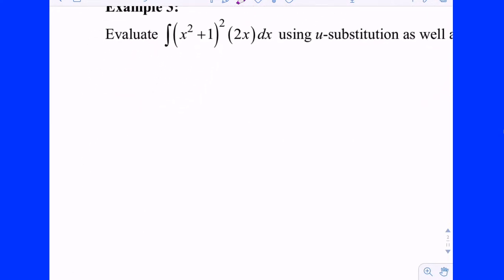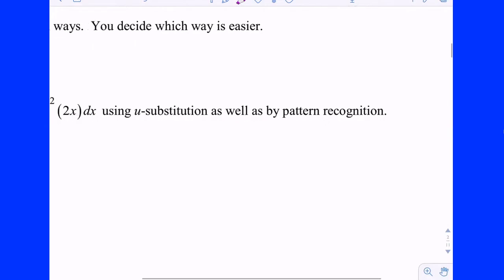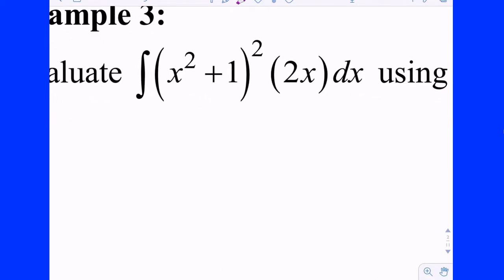So let's try some. Example 3. Evaluate the indefinite integral of (x squared plus 1) squared times 2x, using u-substitution as well as pattern recognition. Okay, so this one's going to be pretty easy. You see a product of two functions there. What would you call the inside function? Which one looks bulkier, first of all? (x squared plus 1) squared looks bulkier.